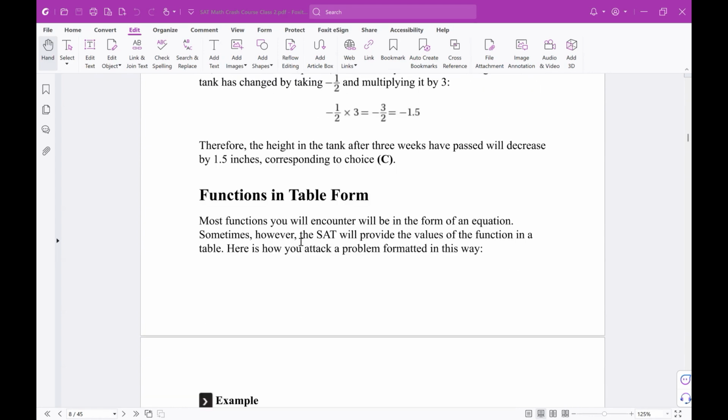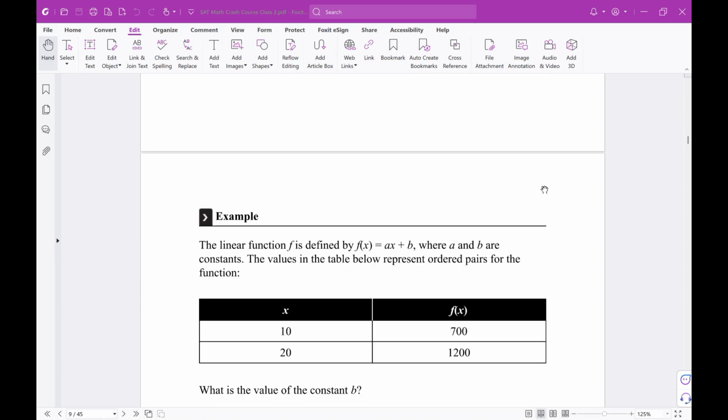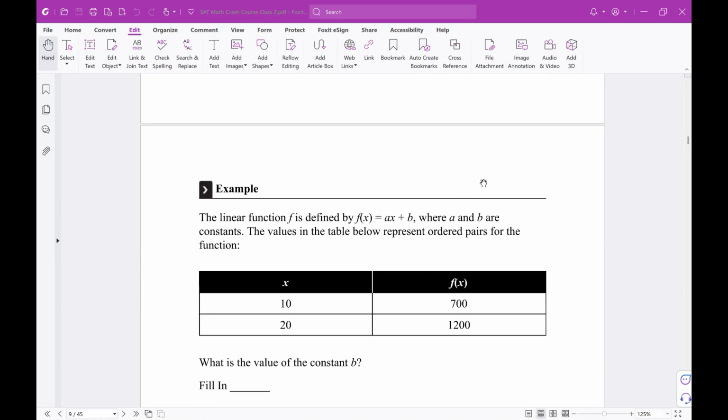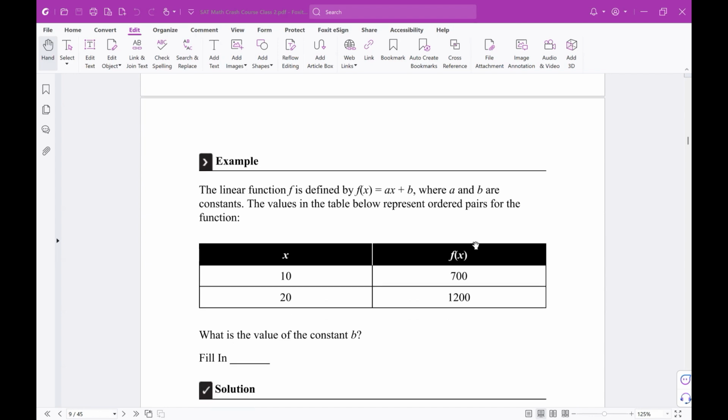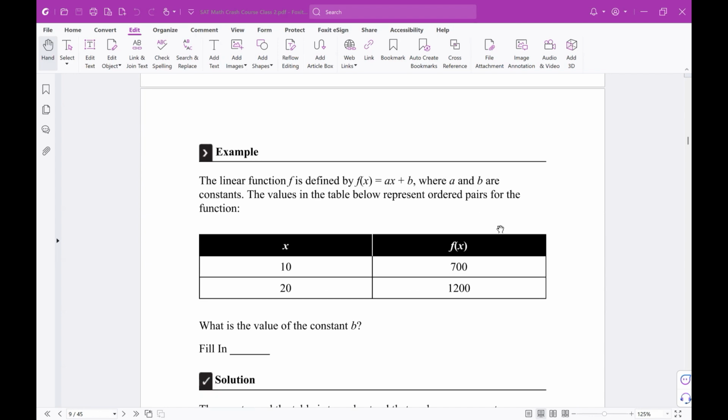Functions in table form. Most functions you will encounter will be in the form of an equation. Sometimes, however, the test will provide the values of the function in a table. Here is how you attack a problem formatted in this way. In the previous class we talked about the variable and the output, that is x and f of x. I introduced a term called regression, but we are not allowed to use regression. We are going to solve this problem as the test permits.